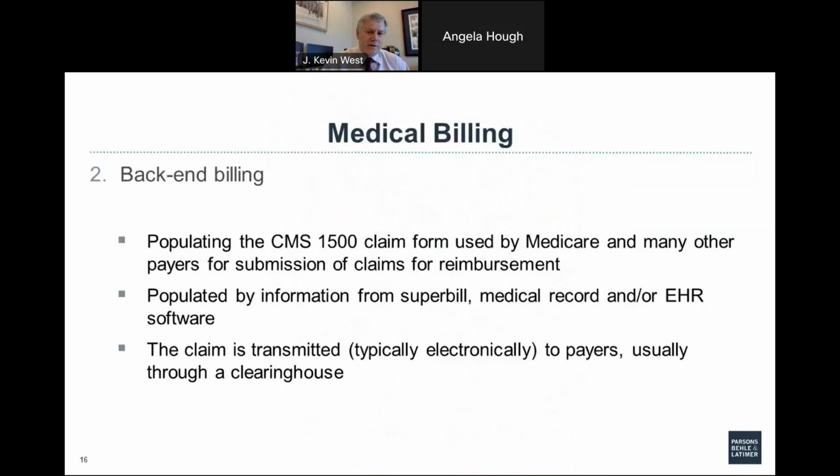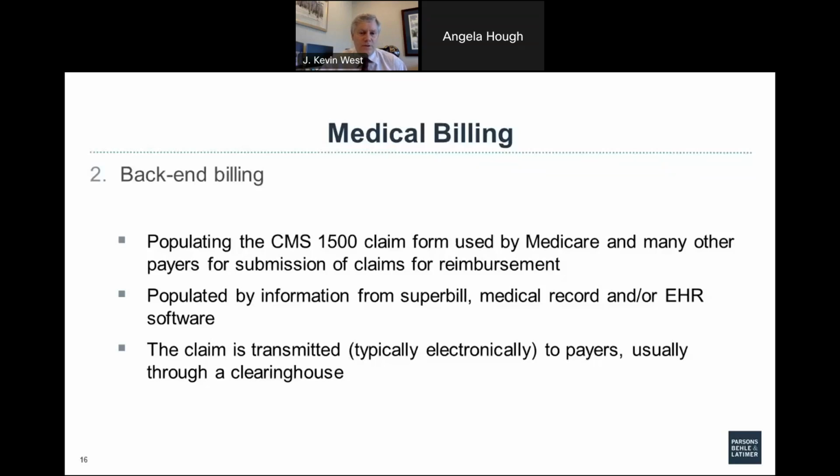So where is that information gathered from? Well, a variety of places, from the patient's registration, documentation, and their demographics, to the superbill or encounter form that is filled out, sometimes information from the medical record or from the EHR software that is being filled out for a particular encounter. So the claim form, which is really, in my view, the central document for the entire billing process, is populated by information from these various places.